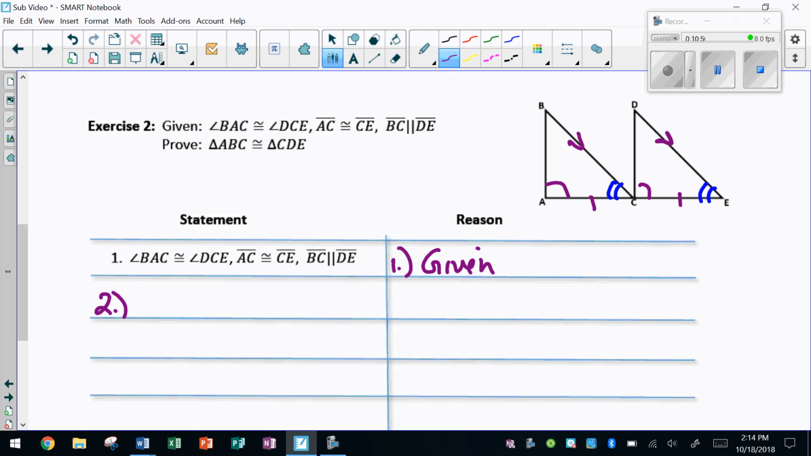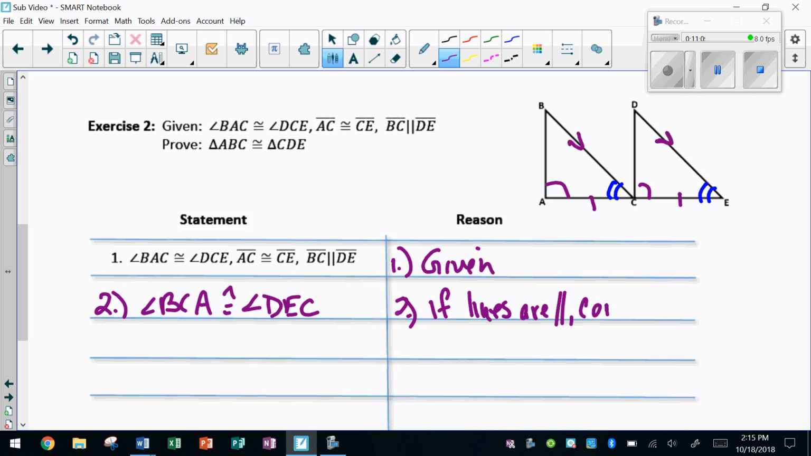So angle BCA is congruent to angle DEC. And here's why. If lines are parallel, which they are, corresponding angles are congruent.